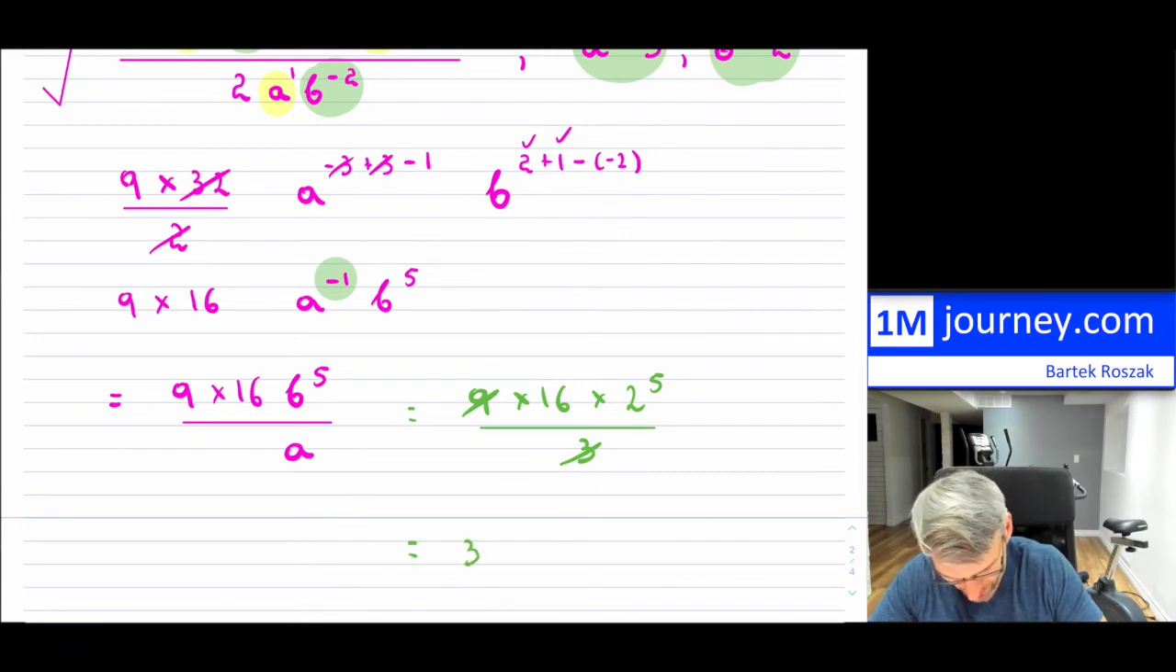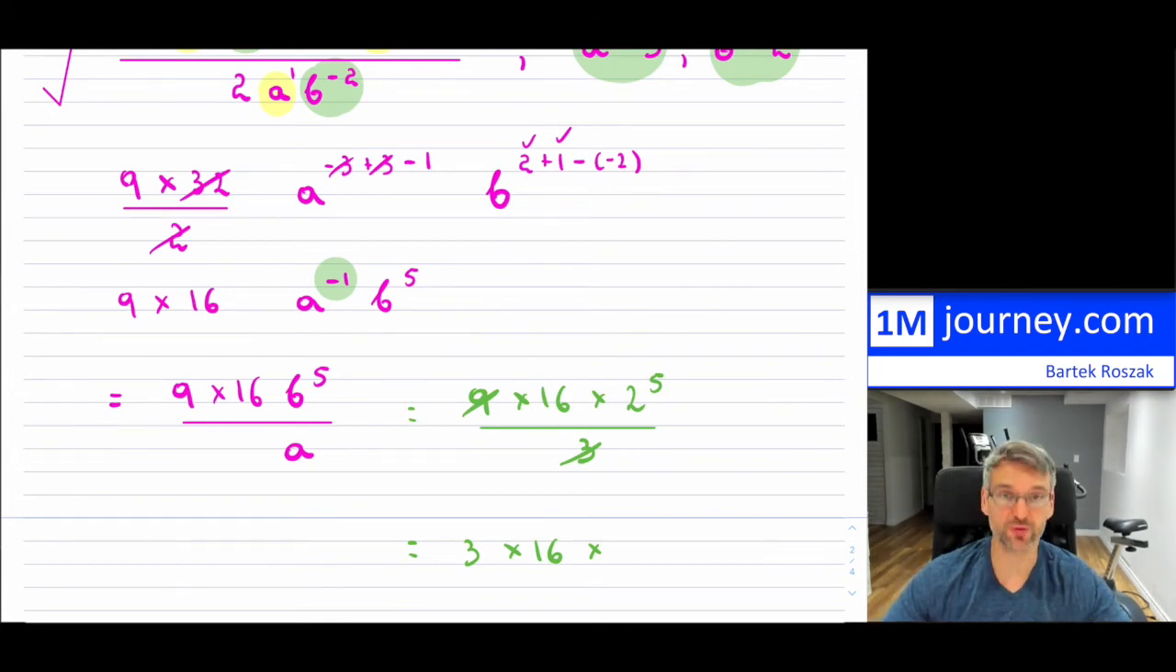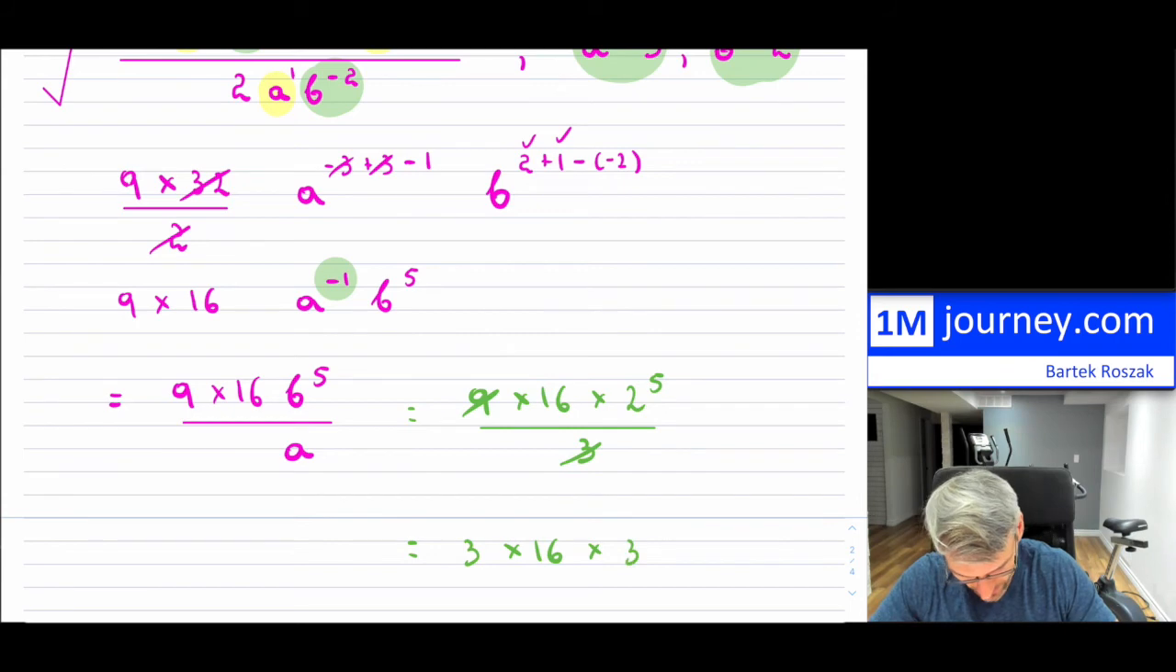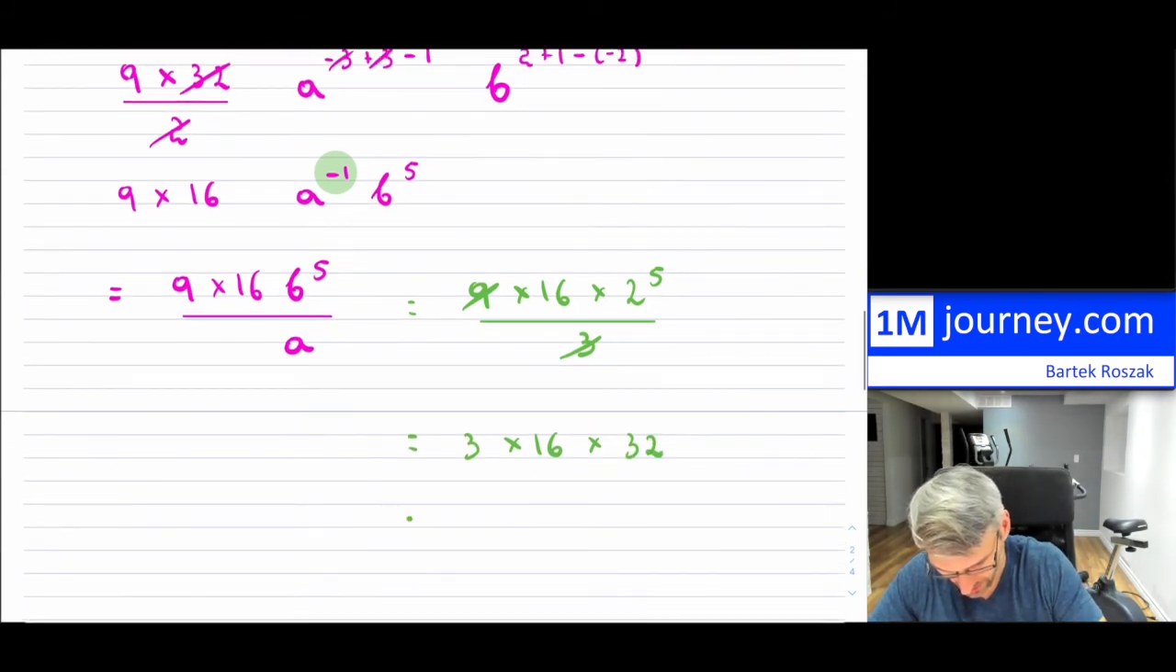Well, 3 times. So it's going to be 3 times 16 times, and then this is 2 to the 5. Now 2 to the 5, if you don't remember, that's 32, right? Because 2 times 2 is 4, then 8, 16, 32. So we have this, and that's our answer.